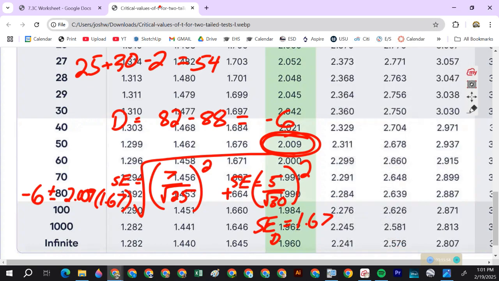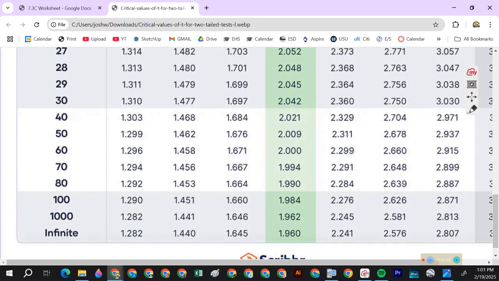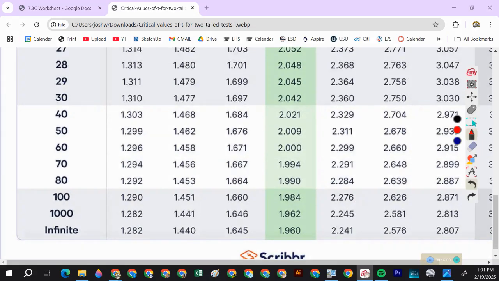Okay, so let's go back to that t-table. So notice, if you have a lot of people in your sample, the z-score table and the t-score table are identical. And it only takes about 1,000 people, maybe 500 would be enough, before they end up being the same.